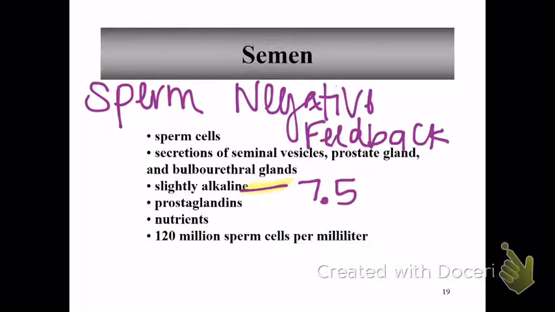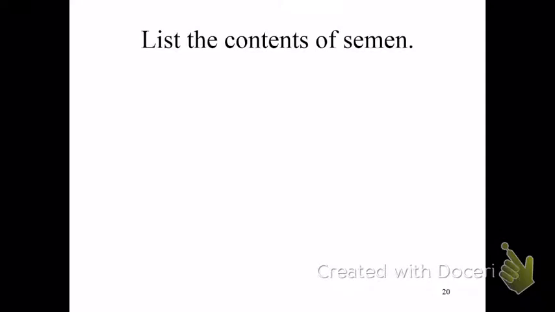But you want to know what's in semen. So go ahead and write that out. What's in there? Sperm, those secretions. So go ahead, if you need to look back at the last slide. It's alkaline. The prostaglandins, they're hormone-like substances. So they're kind of like hormones. Nutrients, that fructose is the nutrients. And about 120 million sperm, probably maybe up to 90 million could be good sperm. The rest of them may be rejects.